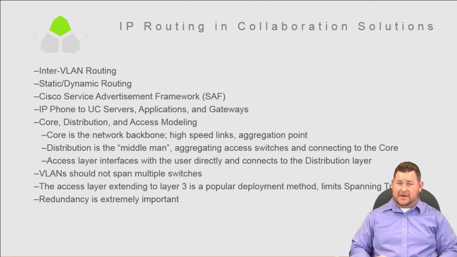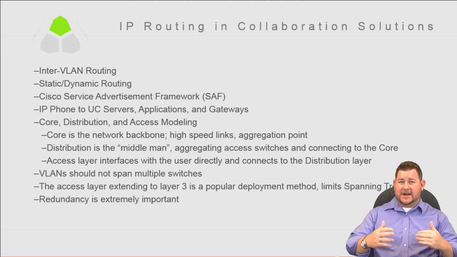The distribution layer is going to be your middleman between your core and access. It basically will take connections from the access layer switches and then apply QoS policies and in some cases provide routing, like layer 3, to those access switches.